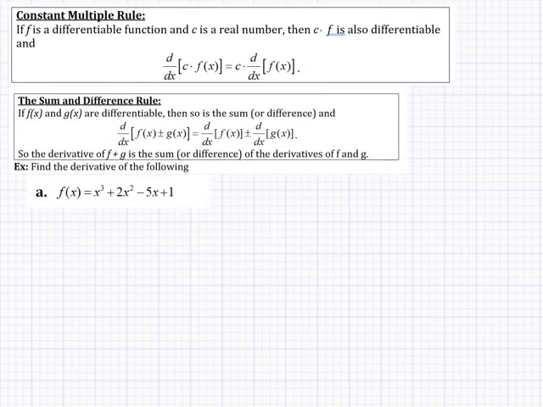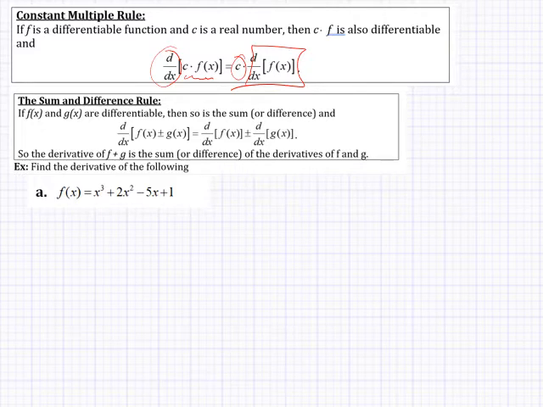You couple those two rules with the constant multiple and the sum and difference rule, and it basically allows you to take the derivative of polynomials. So constant multiple rule said if I have a constant times a function and I want to take the derivative of that, what it allows me to do is to pull the constant out front of the entire thing and then just take the derivative of the function itself.